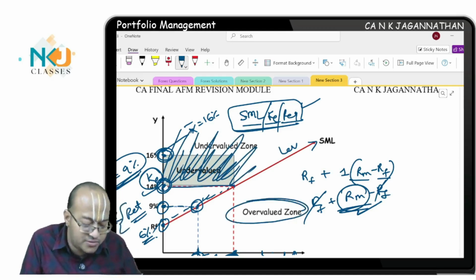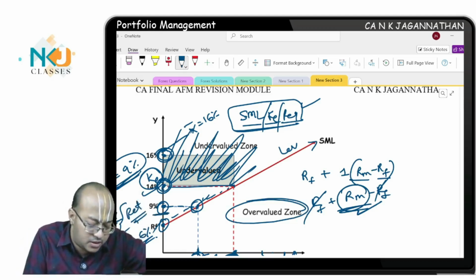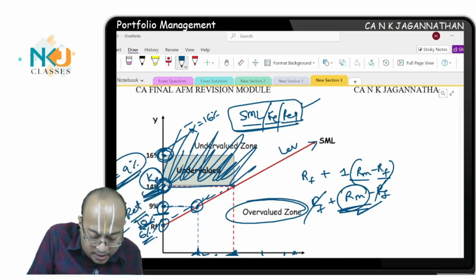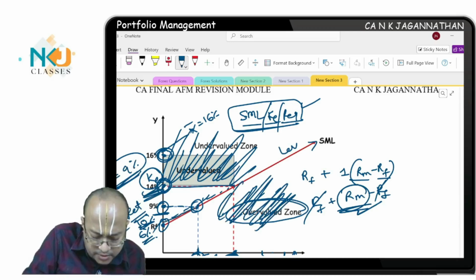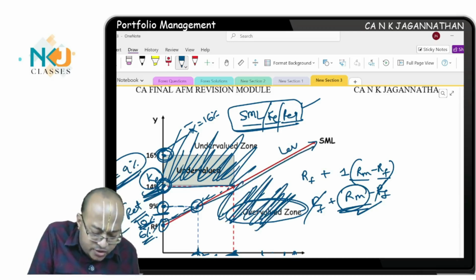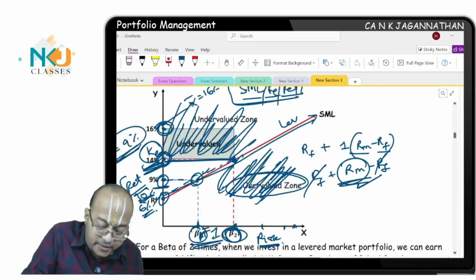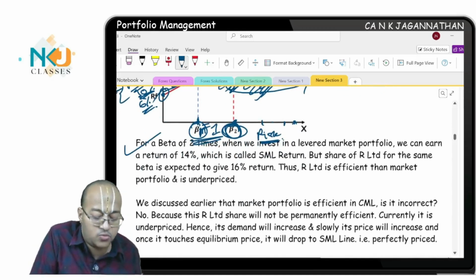Why? Because assume the security is expected to give only 10% and you require 14%. Your requirement is not being fulfilled, the return is below this equilibrium return. If the return is the same as KE, at this point, it will be fair. It is nothing but the fair price. There is no under or overvaluation. See here, I have given everything in the notes, go through it.